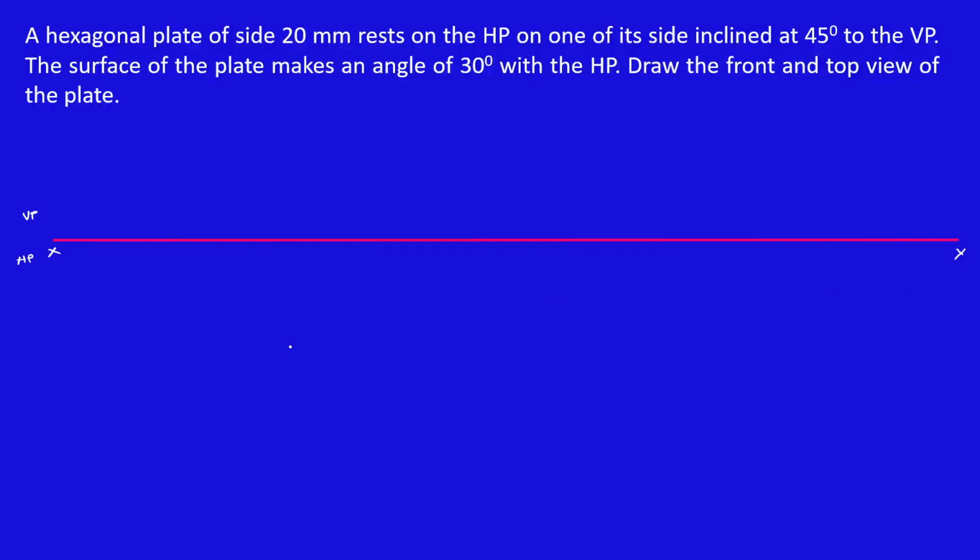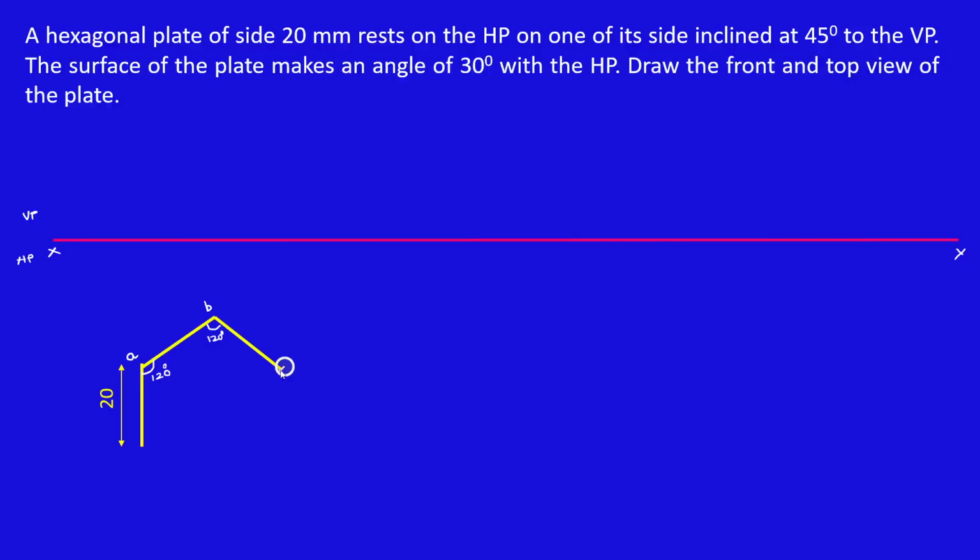First, I'm going to draw the hexagon on HP. Draw a vertical line of length 20 and mark this point as A. Then from point A, draw an inclined line which makes 120 degrees with respect to this vertical line. Then mark 20 on this line and this is point B. Again from point B, draw an inclined line which makes 120 degrees with respect to AB.